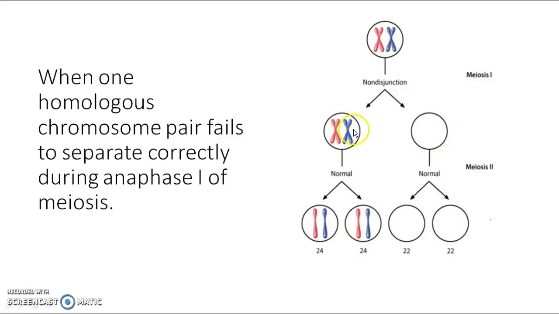On the right side, remember, we didn't have either chromosome from the pair. So even if meiosis 2 happens normally in the other chromosome pairs, we would still end up with one fewer chromosome, so 22 in the daughter cells when they should have 23.